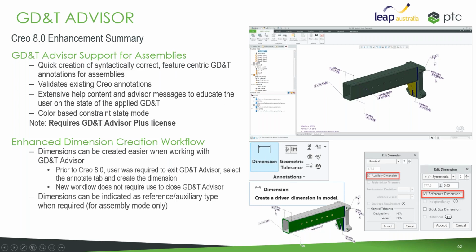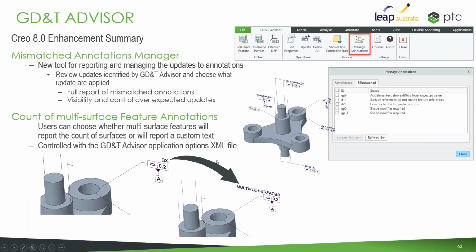There's also an enhanced dimension creation workflow. Previously in GD&T Advisor, you might be in there doing your GD&T and then realize that there's a dimension missing. So you had to drop out of GD&T, create the dimension, and come back in to then reference that. Now, while I'm inside GD&T Advisor, I can actually create the dimension as I go. And there are some other tools around managing and validating your annotations, making sure that you're not having any mismatches, that everything's okay with all of that.